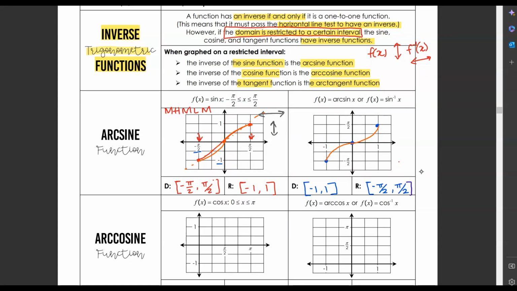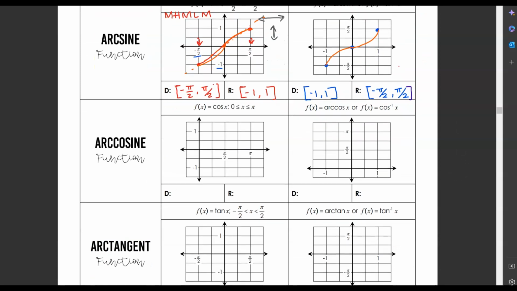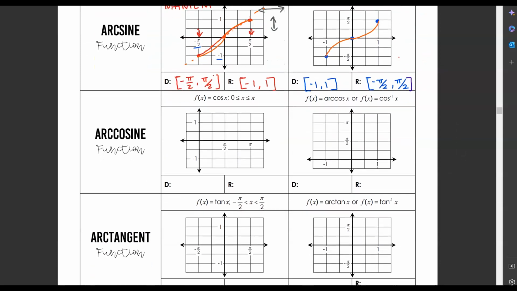We're looking at arc cosine. And so similarly to arc sine, we're going to be taking a look at the cosine function first. So noting that we are restricting the domain of cosine to 0 and pi. And so thinking about that, that means that our domain is going to be restricted from 0 to pi. So what is that going to look like?